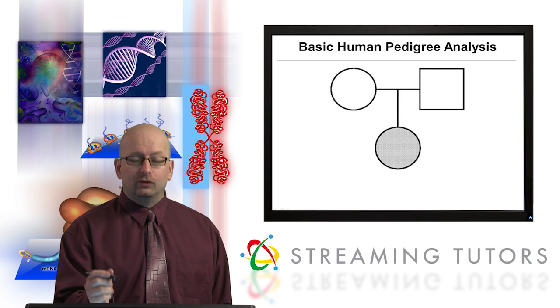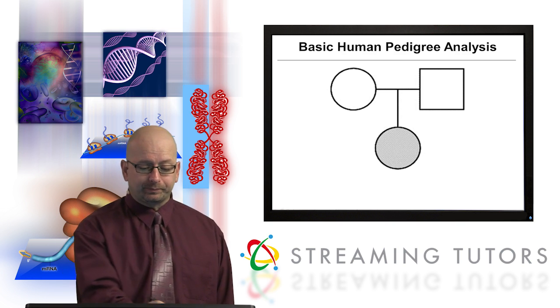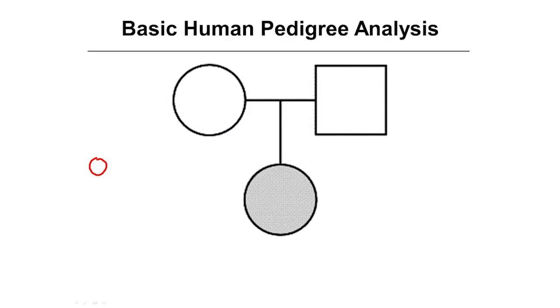All right? So here are some conventions. A circle always refers to a female in these types of diagrams, and a square always refers to a male. Totally arbitrary, somebody just made that up, but that's the way it's always done. And you might notice that some of these individuals are not shaded, and this one here is shaded.